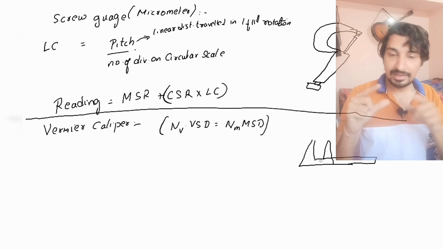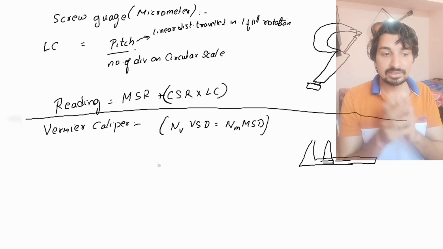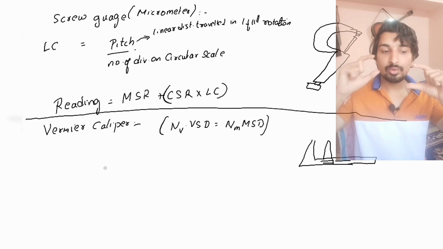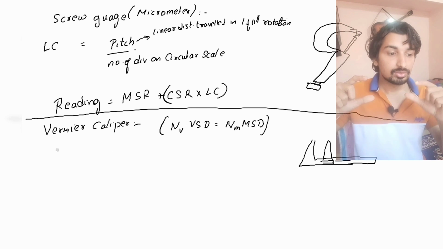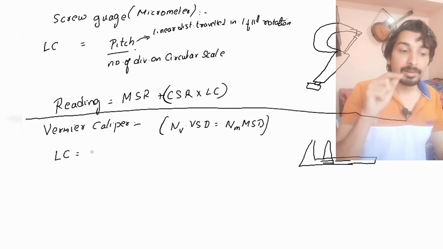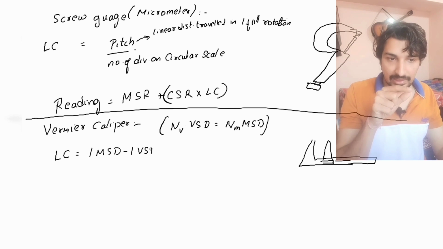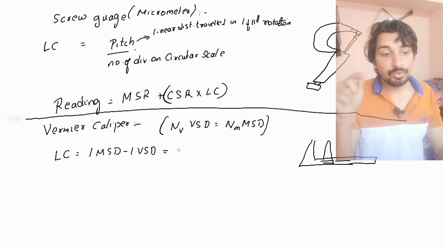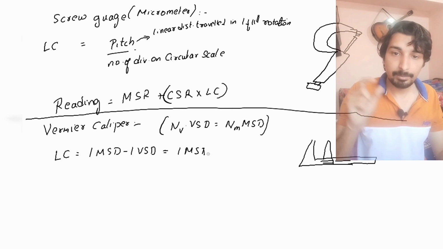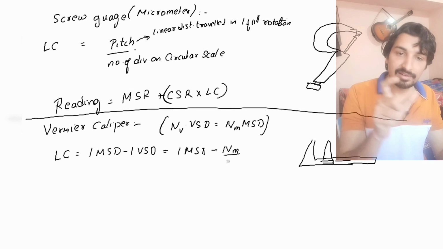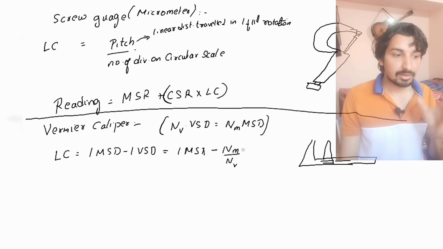You need to write that first: how many vernier scale divisions are equal to how many main scale divisions. From there you can find out what one vernier scale division is equal to. One vernier scale division is the number of main scale divisions divided by the number of vernier scale divisions, NM by NV, into 1 MSD. Then when you subtract, 1 main scale division minus 1 vernier scale division is the least count in a vernier caliper.